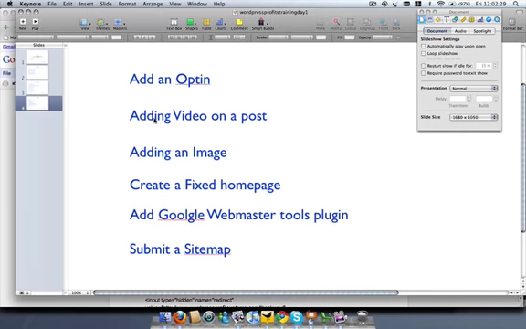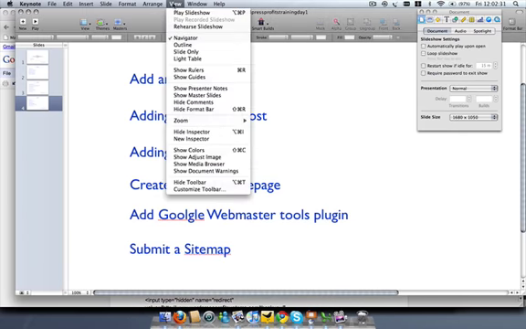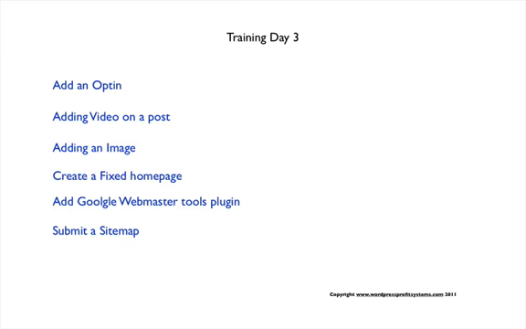In the next training video, what we'll show you is how to add an opt-in, how to add a video and an image, and how to create a fixed homepage. For example, sometimes you don't want your site to look like a blog. You want it to look like a website with a fixed homepage. So we'll show you how to do this. We'll also show you how to add Google Webmaster Tools.